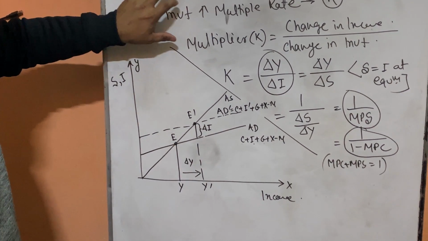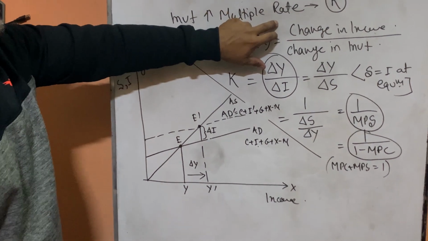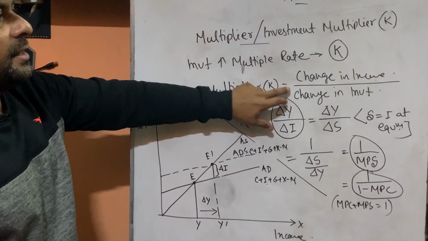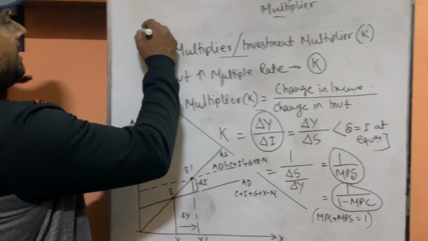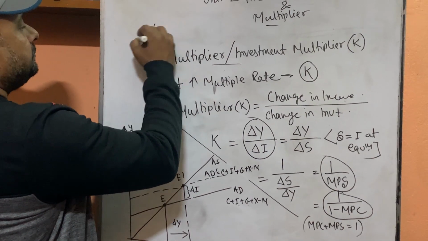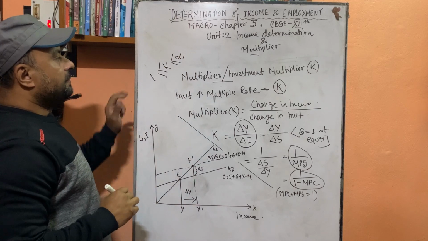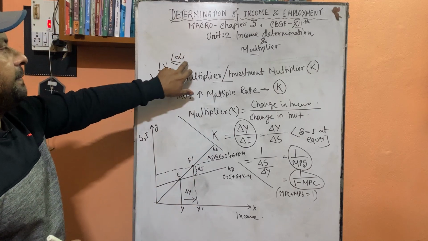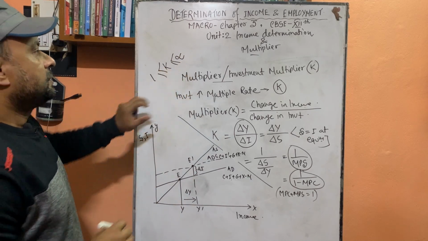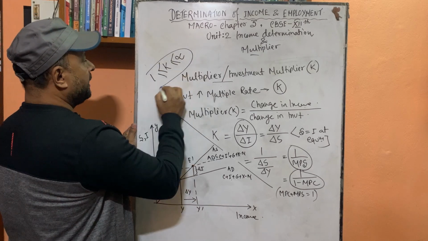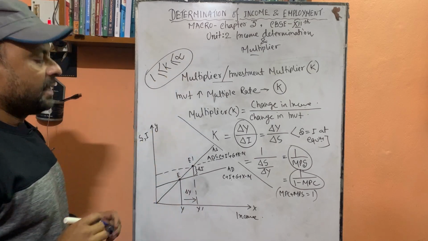Now the multiplier is the ratio between change in income and change in investment, and the value of the multiplier lies between 1 to infinity. The minimum value of the multiplier is 1 and the maximum value is infinity. So this is the range of the multiplier. So that's about our multiplier.